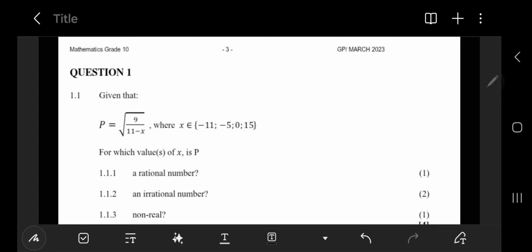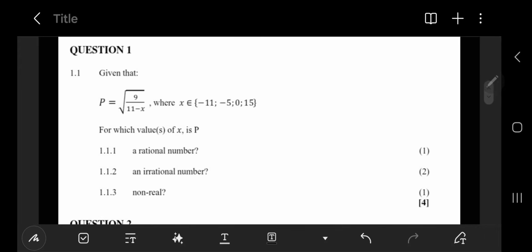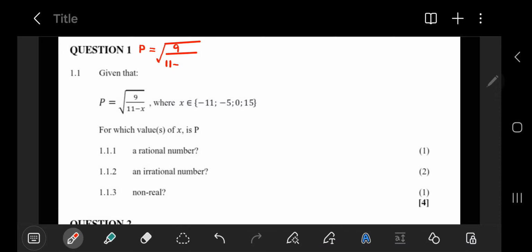And now they say for which value or values of x is p a rational number, an irrational number, and non-real. So let's do this separately. We are going to substitute all 4 values into x in this equation that's given, and let's see what it gives us. From there, we are able to know which value it would be rational, irrational, and non-real. So let's work in the space that we have here, and I'm going to start off by substituting the first value, which is negative 11. Since there is already a minus in front of x, we're going to substitute negative 11 into a bracket. Now let's simplify this.